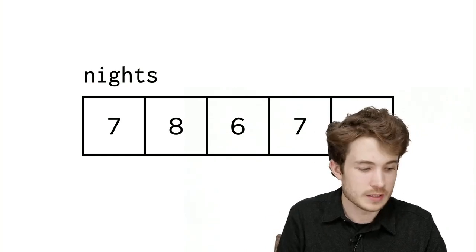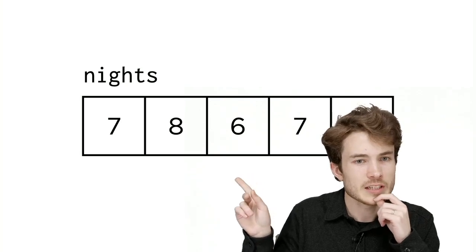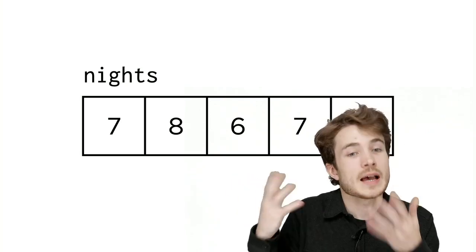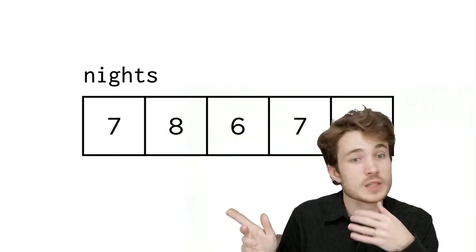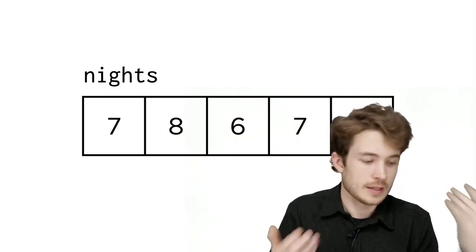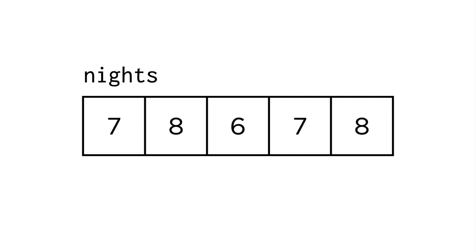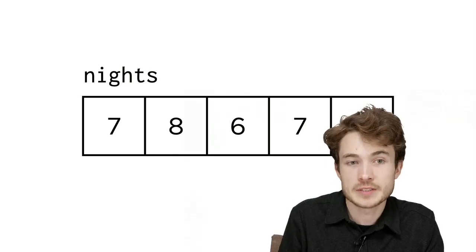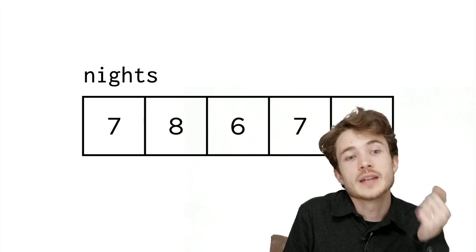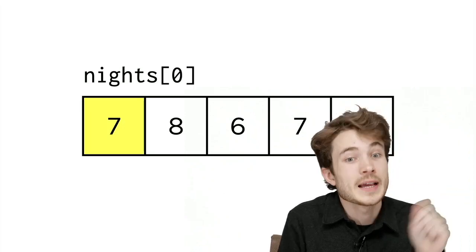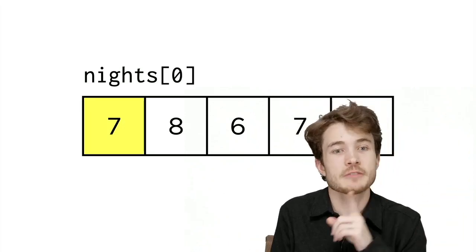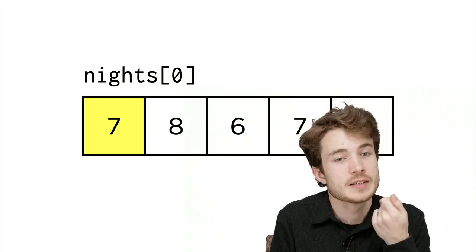And so now we could see, well, on this first night, looks like we slept about 7 hours. On that next night, the next integer here, we slept 8 hours, and then 6, and then 7, and then 8, again, for a total of 5 nights of data. Now, if we wanted to access not just this entire list of values, but some in particular, well, we have some special syntax we can use that C gives us. We could say something like this, nights bracket 0. And that will give us that very first value in our array. So in this case, 7.